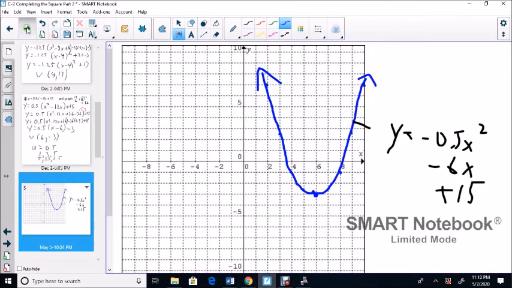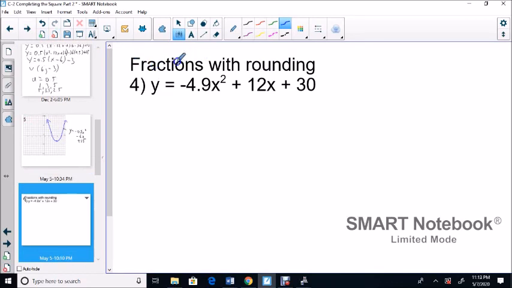Okay, so on the next video, I will do decimals. This is not fractions with rounding, but just decimals. This should be decimals with rounding on the next video.